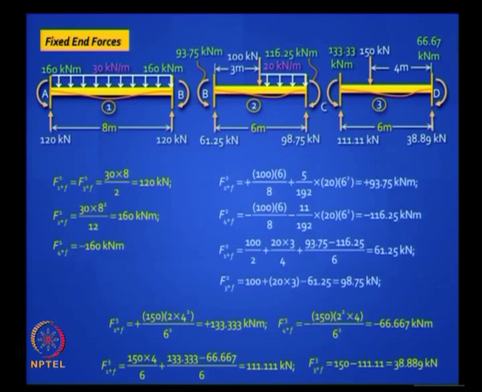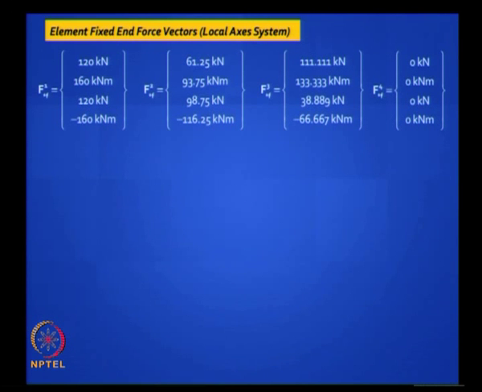The third one, similarly you can work out. You have an eccentric load, you know the formulas. Is it clear? So you should be able to generate the fixed end forces for all the elements. The fourth element, if you remember, the overhang did not have any intermediate load. It had only a nodal moment of 50 kilonewton meter. So there is no calculation to be done for the fourth one, and you can put them all neatly in vector form in terms of element fixed end force vectors in the local axis system: F1 star F, F2 star F, F3 star F, F4 star F, which in this case is a null vector.